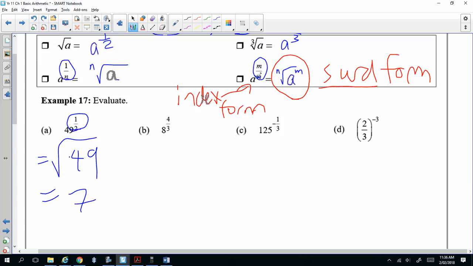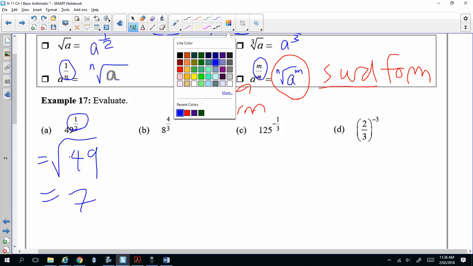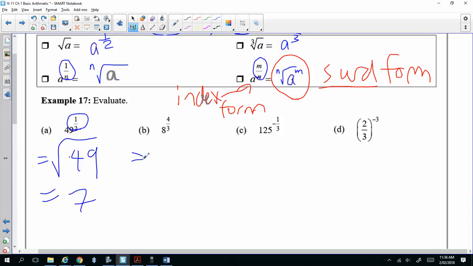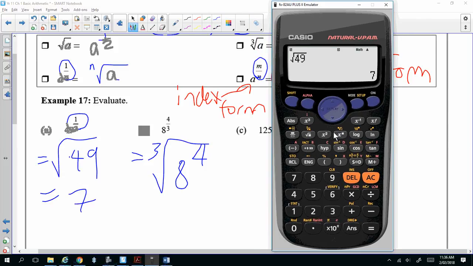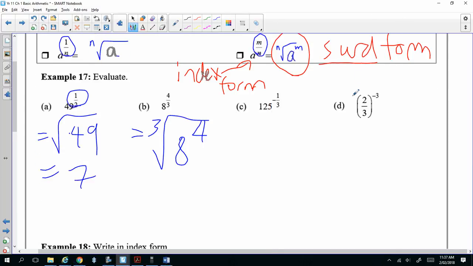That will be using the last rule. This one here will be cube root of 8 to the power of 4. So you can just write that on a calculator. And then you go shift, and there's a cube root button. 8 to the power of 4, right? 16. Now if you want to know how to do it without a calculator, I suggest you do the cube root first, which is 2. And 2 to the power of 4 is 16. So you can also do it this way. All right, any questions?